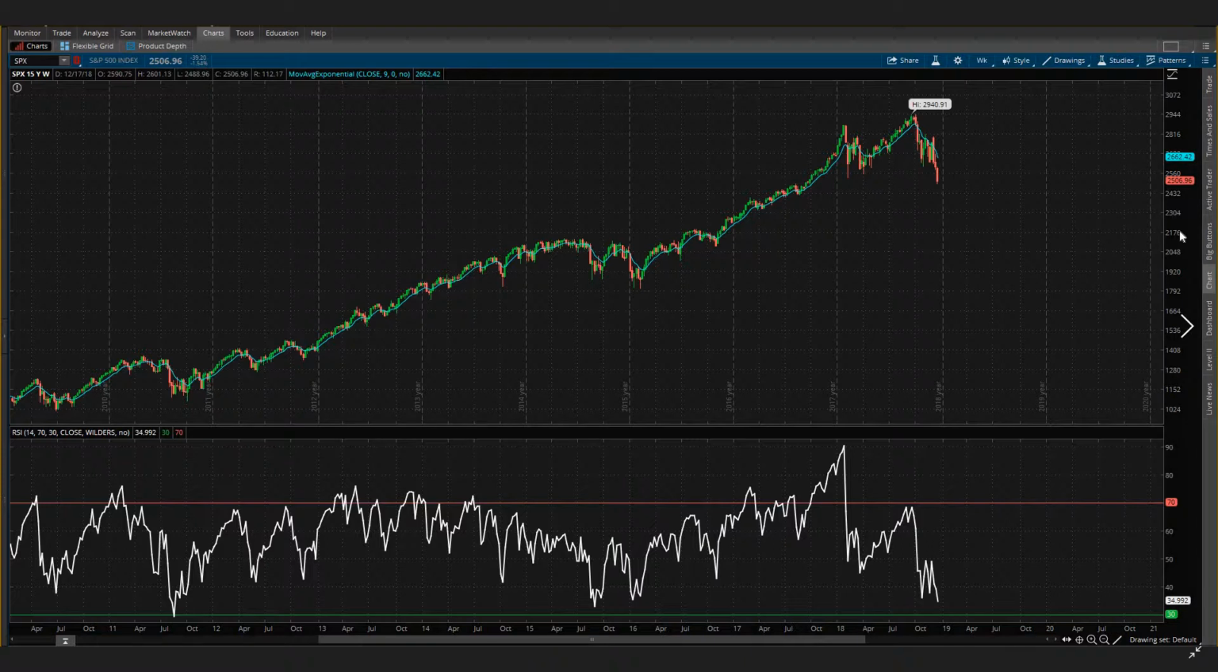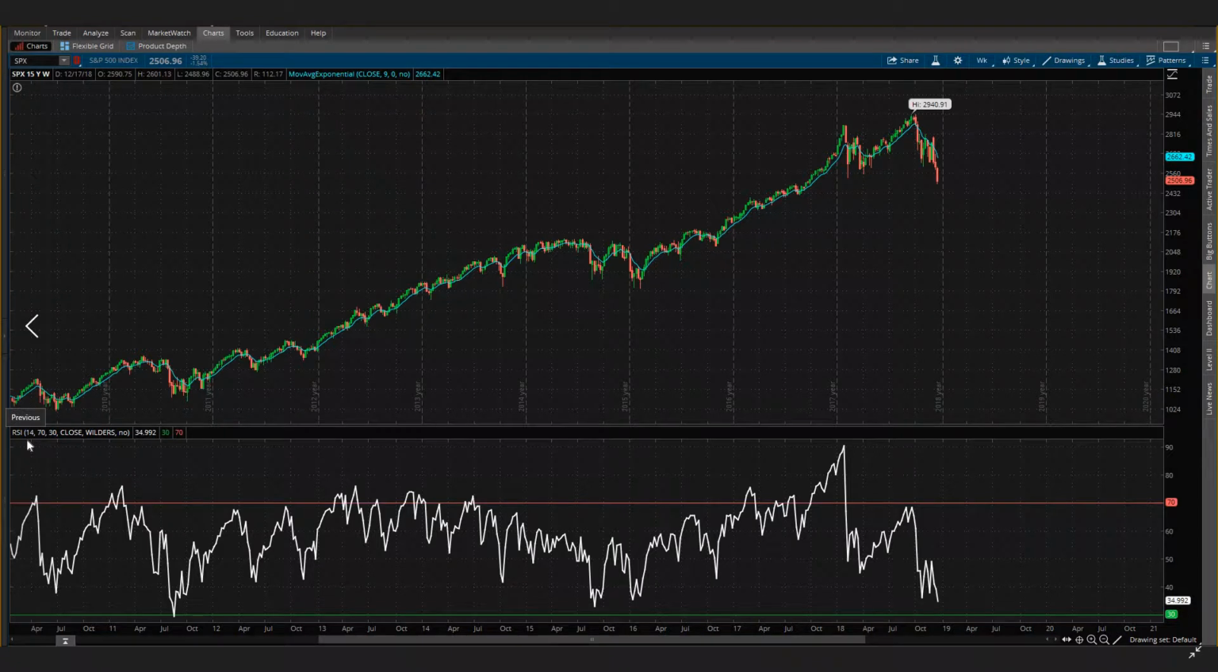RSI, which stands for Relative Strength Index, is an oscillator that goes from 0 to 100, meaning that the RSI indicator is always going to be somewhere within that range. To simplify it, it represents how oversold or overbought an asset is. The calculations are done comparing the average gain versus average loss in that asset for a specific time period. So you can see here I'm using the RSI 14, 70, 30, close.